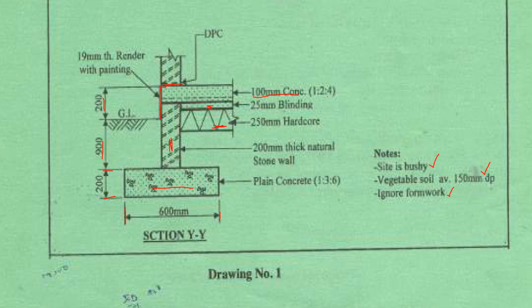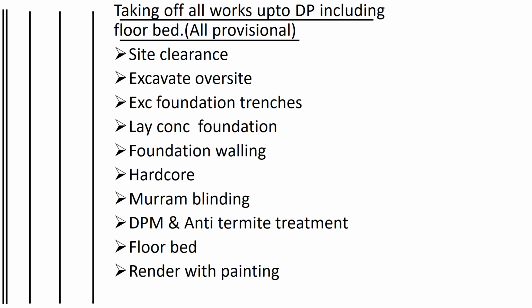So we shall now get into taking off substructure works. We said we have a procedure. We start with site clearance. Because we have been told the site is bushy, we shall clear it of all bushes, shrubs, any stones, and take them away from the site. Then we shall excavate the oversite. The oversite is the vegetable soil, which you have been told is 150 millimeters deep. Then we shall excavate the foundation trenches. Then we shall lay the concrete foundation in the trenches. Then we shall do the foundation walling.